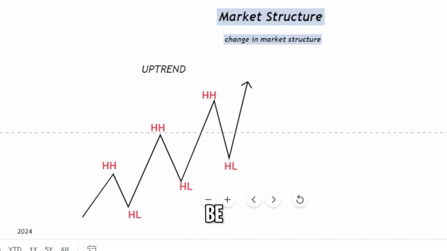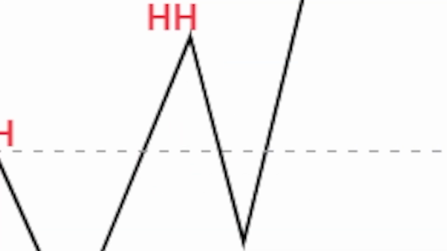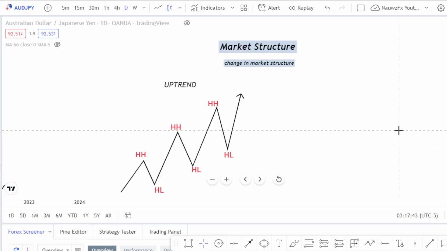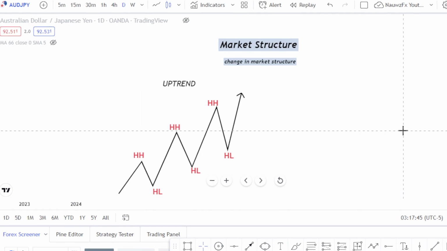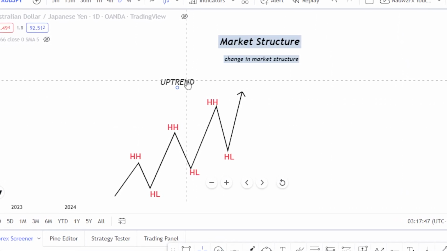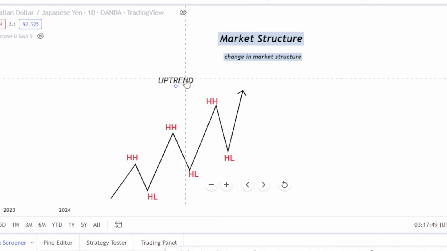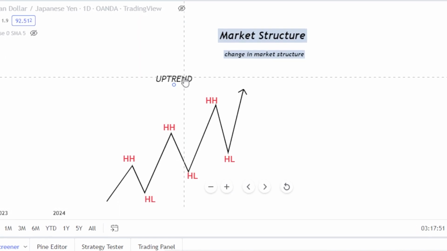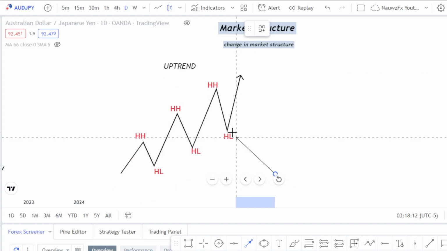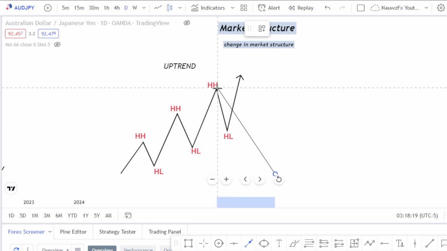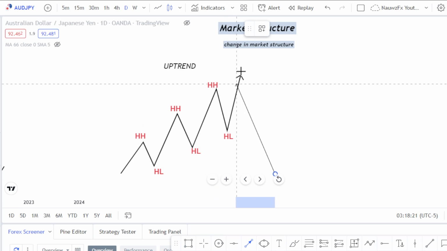Now, you guys may be wondering if a market can actually change from an uptrend to a downtrend. Well, yes, it actually can. And I'm going to show you how a market can change from an uptrend to a downtrend, and how a downtrend can change to an uptrend. So we always take note of the last higher low in an uptrend and the last higher high to see where the market will break.